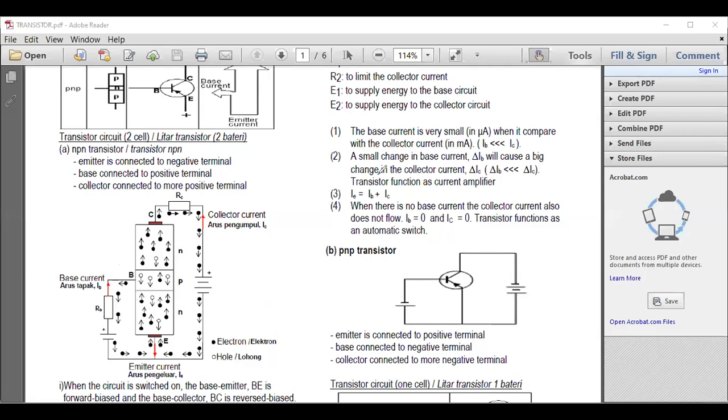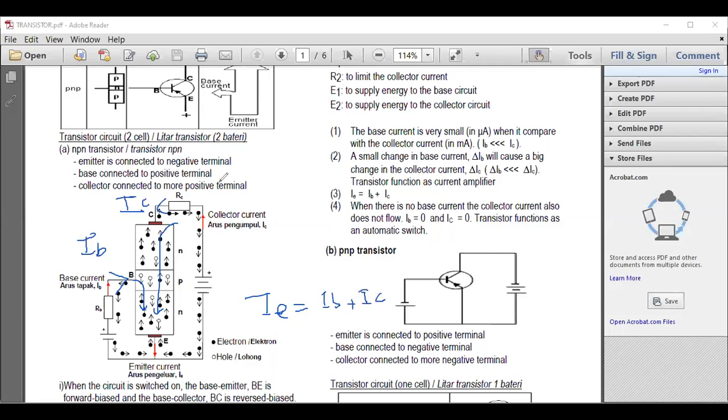So small changes in the base current produce big changes in collector current. Now IE equals IB plus IC. This is your base current, and this is your collector current. Remember, electrons flow this way, so current moves in the opposite direction. So the base current flows this way, the collector current flows this way, and they combine here. That's why your emitter current is the base current plus your collector current.